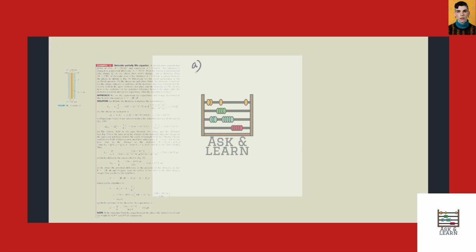Part A, what is the initial capacitance? Let's work it out. Part A is 1 picofarad because the initial capacitance does not change. It's the same as here. And in part B, what is the charge on each plate before the dielectric is inserted? Still, it's the same as the example because nothing's changing, because we haven't done anything to the capacitor yet.